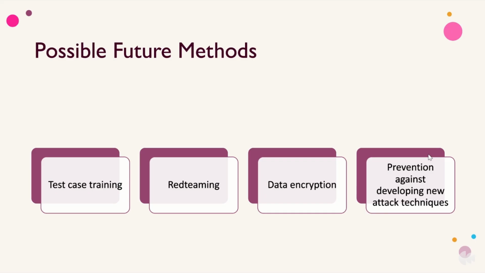But there are, of course, some future methods that are being proposed on what can be done to combat this problem. The first is test case training. So when an AI model is trained, there are proposals that AI models should be trained on some of these malicious prompts. That way, the AI model can better recognize some of the methods that attackers use to generate these prompts and therefore is better able to prevent them.